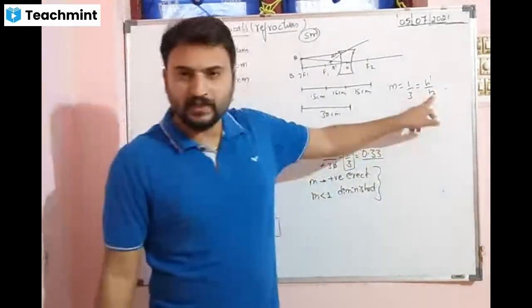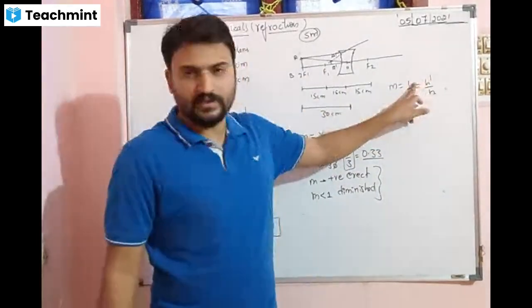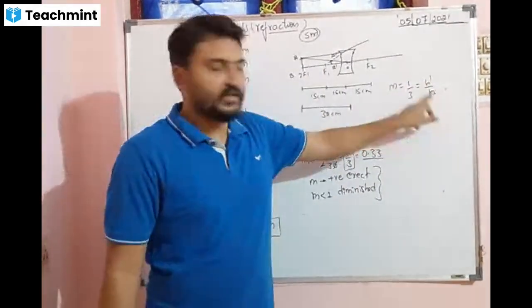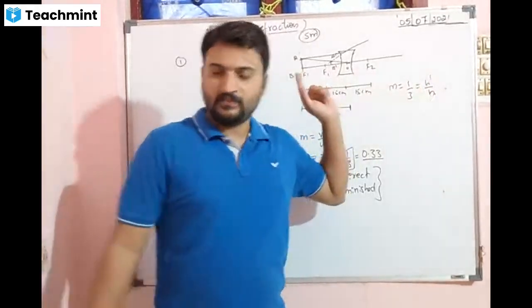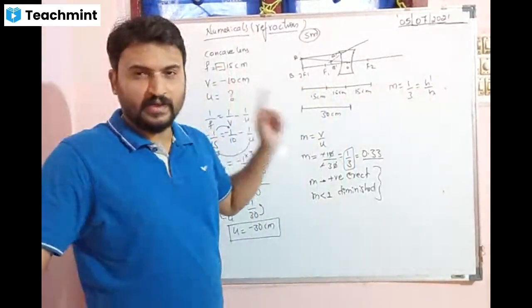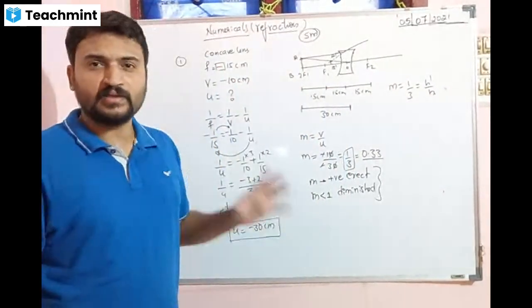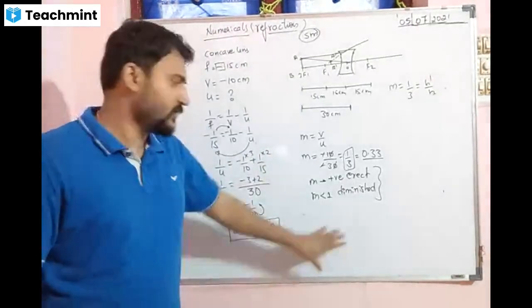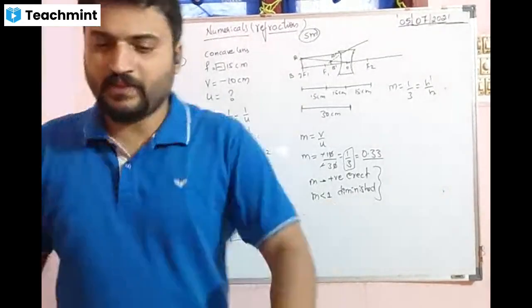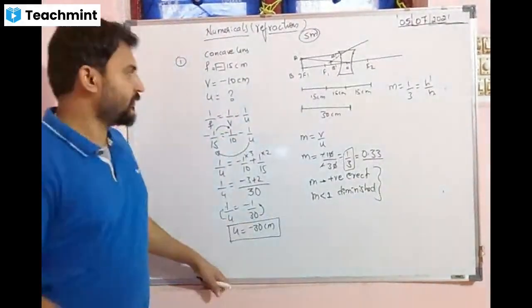If the object is 3 centimeter, the image will be 1 centimeter. If the object is 30 centimeter, the image will be 10 centimeter. It means the image is 1/3 the size of the object. That also you please mention. The image is 1/3 the size of the object.